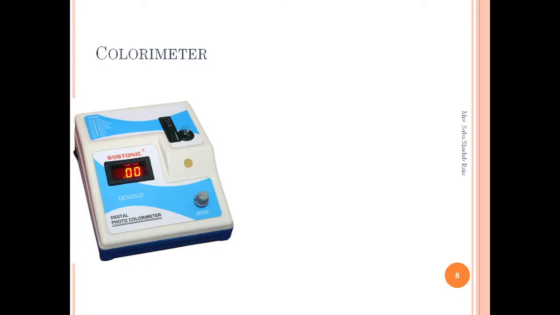Now see, this total principle, or you can say the formation of the colorimeter, is based on electromagnetic radiation. In the spectrophotometer also, we are going to use electromagnetic radiation only. So whenever electromagnetic radiation is interacting with your analyte, there are three types of fate.